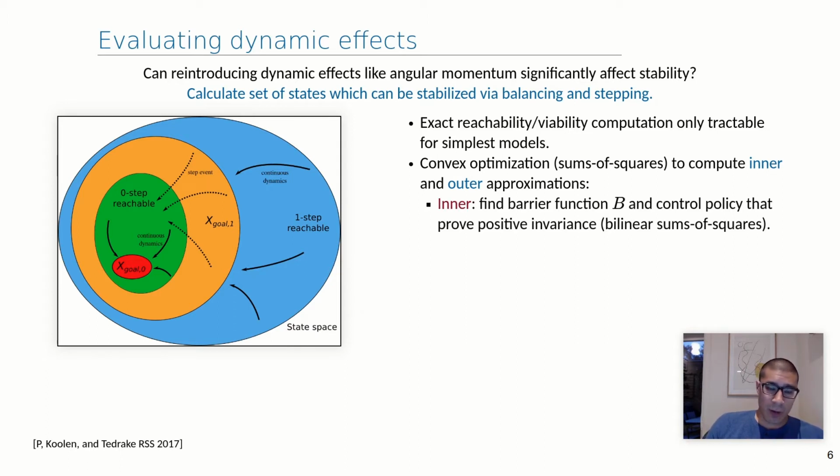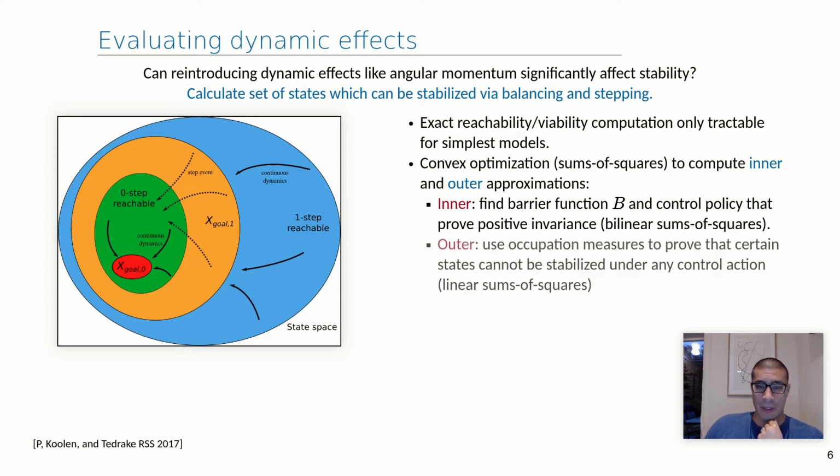So to find an inner approximation at a very high level, we essentially find a barrier function and control policy that proves positive invariance. You can think of this almost like a Lyapunov function, although a barrier function is slightly more permissive. This is actually a bilinear sums of squares problem because we have to solve for the control policy as well. We're designing controllers using optimization and then proving something about those controllers. In this case, we're proving that a set of states, a set of disturbances can be stabilized. This is a positive proof, just like a Lyapunov function might give you a certificate of stability.